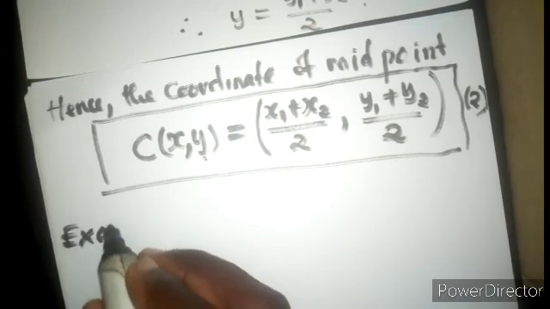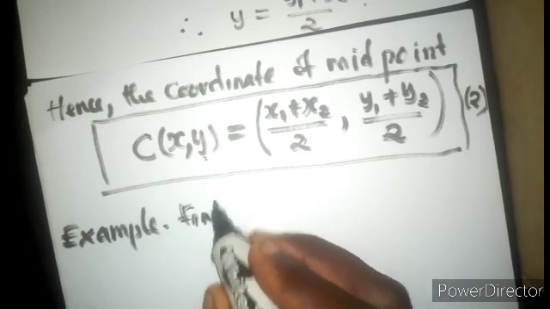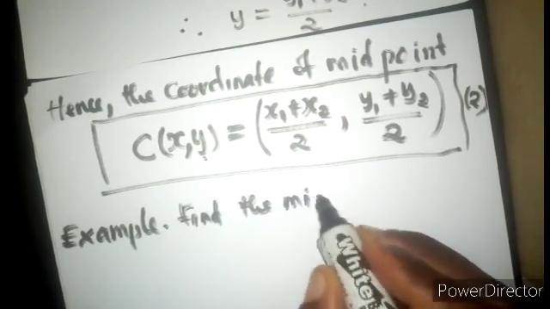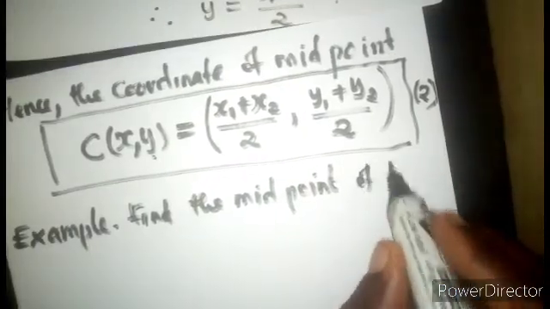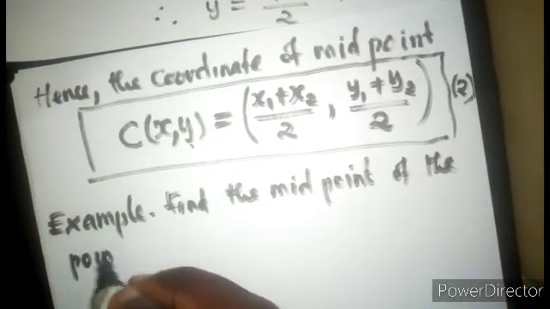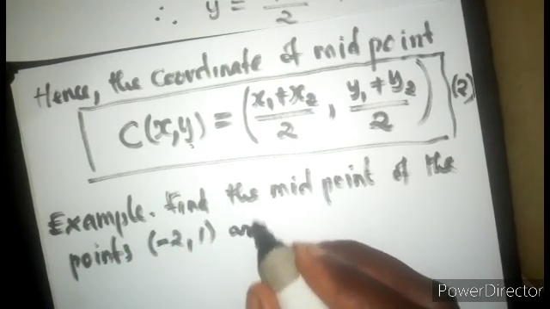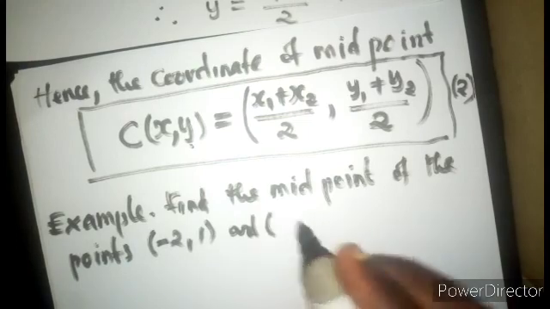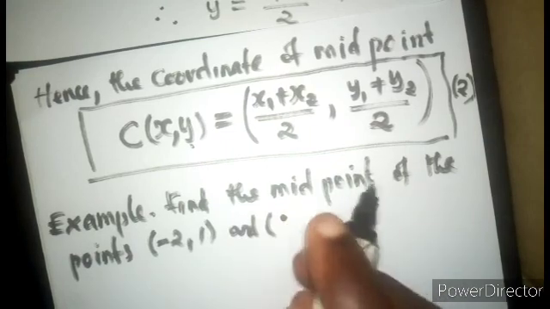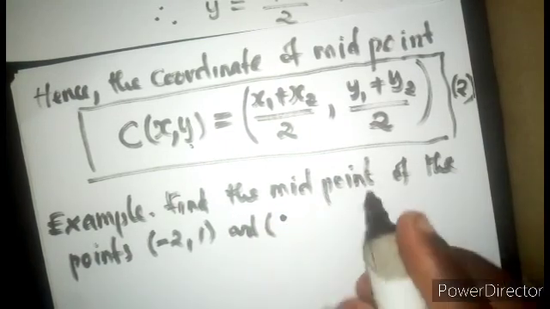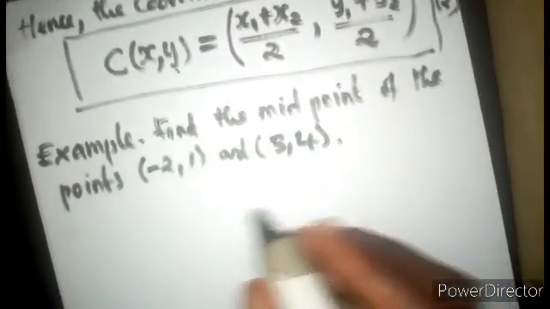Example: find the midpoint of the points (-2, 1) and (3, 4). Solution.